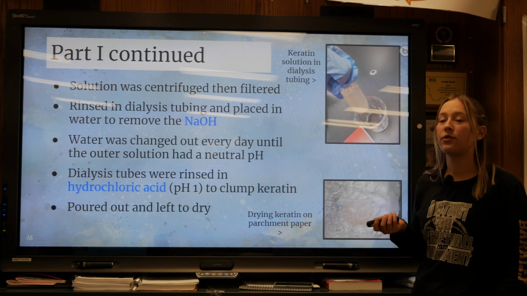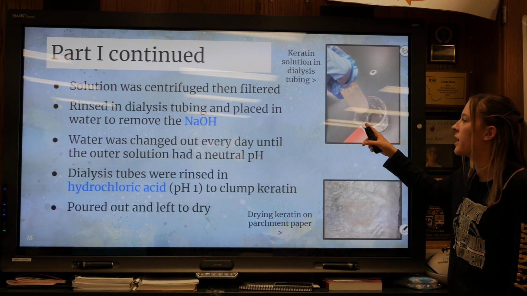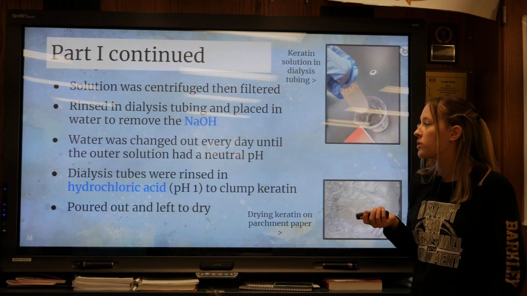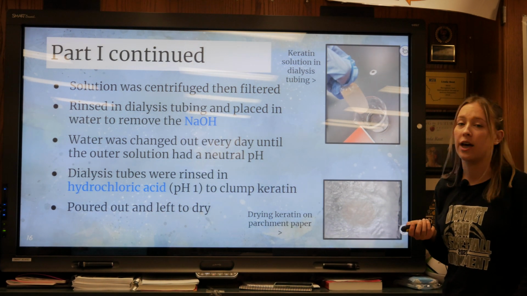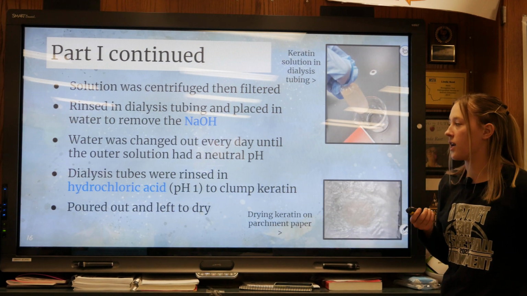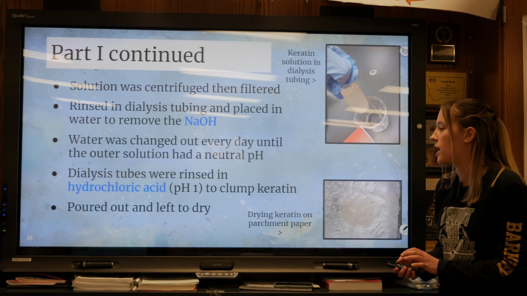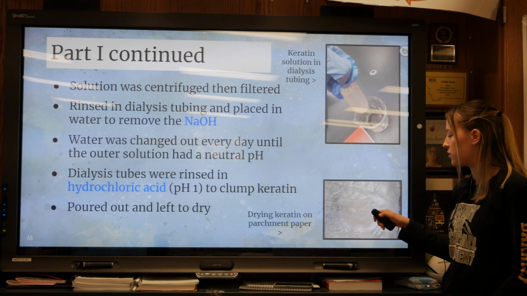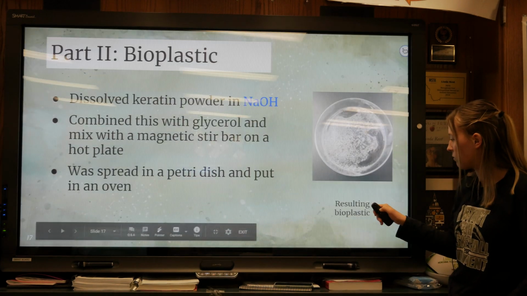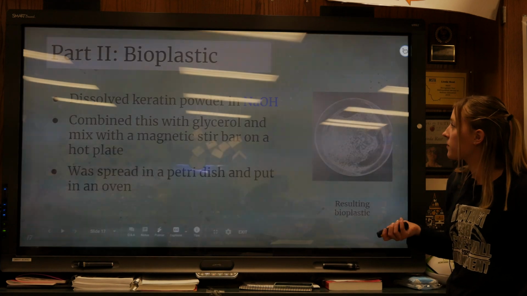The solution was then centrifuged and filtered. It was rinsed in dialysis tubing, as you can see here, and placed in the water to remove the sodium hydroxide. The water was changed out every day until the outer solution had a neutral pH, and the dialysis tubes were then rinsed in hydrochloric acid with a pH of 1 to clump the keratin together. It was then poured out of the dialysis tubing and left to dry, and this is what here is drying on parchment paper. That right there is the keratin solution.